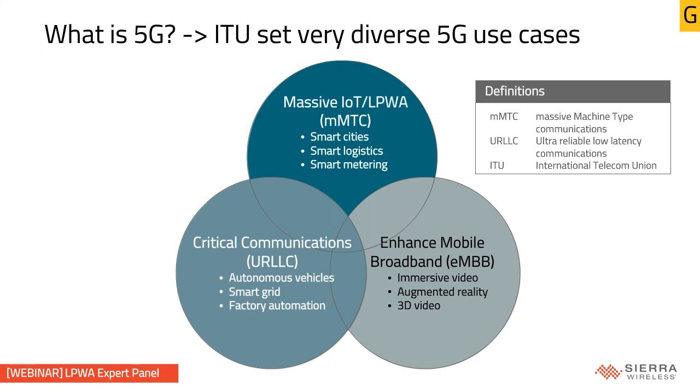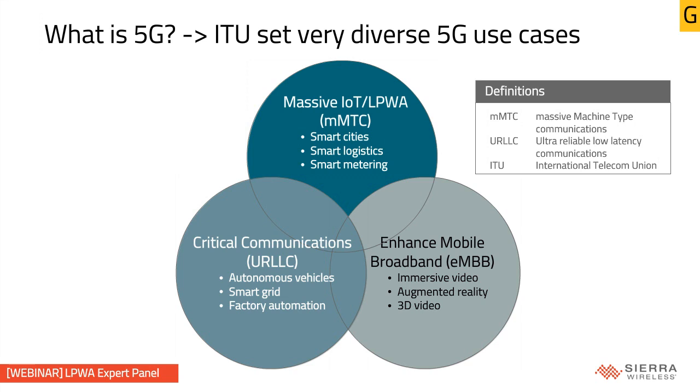So the International Telecom Union, or the ITU, is a standard organization which sets requirements for the different classes of technology, like for 3G and 4G, they set those requirements. And they're doing the same for 5G. So there's a project called IMT 2020, which outlines those use cases and requirements.